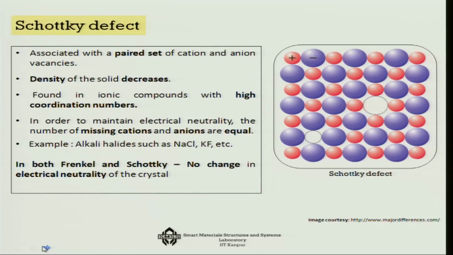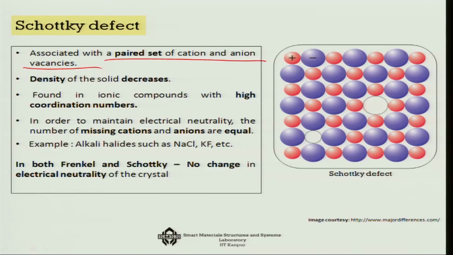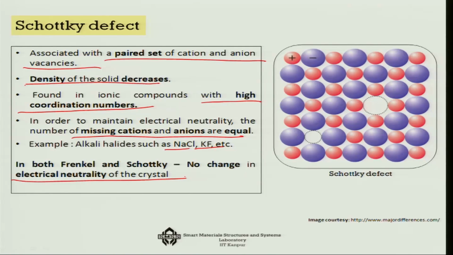There is another point defect which is known as the Schottky defect, and here it always has to be a paired set of cation and anion. That emphasis on pair is important, because then there will be electrical neutrality in the crystal. In this case the density of the solid decreases because it has to happen in pairs, so there will be a lot of vacancies. It is found in ionic compounds with generally high coordination numbers. To maintain electrical neutrality, the number of missing cations and anions must be equal, something like sodium chloride, potassium fluoride, etc. In both Frenkel and Schottky, no change in electrical neutrality of the crystal is observed.